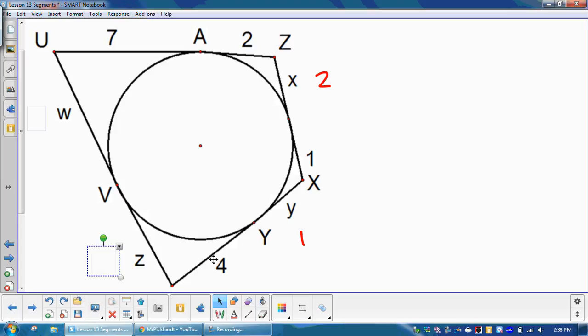This tangent, that is 4, so z is 4. And then w intersects with this guy, which is 7, which makes w 7. So you might like this one better than the first one.